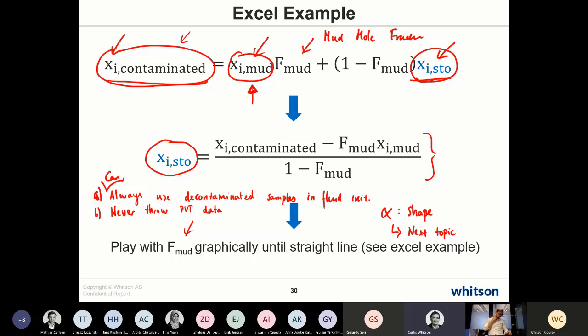Rather than throwing out the data, you can always calculate the data without weighting it, right? Just to make the comparisons. So generally speaking, we don't throw out data unless we have just a rich group of uncontaminated PVT data.